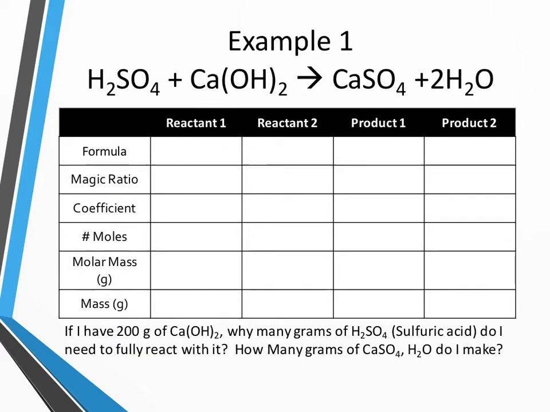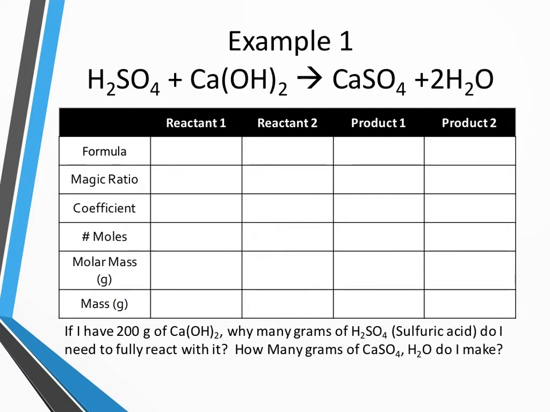Okay, so here's the box or the table, as I mentioned. And here's my example. I'm going to react H2SO4, which is sulfuric acid, with calcium hydroxide, and I'm going to make calcium sulfate and 2 moles of water. Now, when we list all these things, on the left-hand side again is this laundry list of stuff here. Formula, magic ratio, we'll talk about that in a second. Coefficient, that's from your balanced equation. Number of moles, molar mass, and mass in grams.